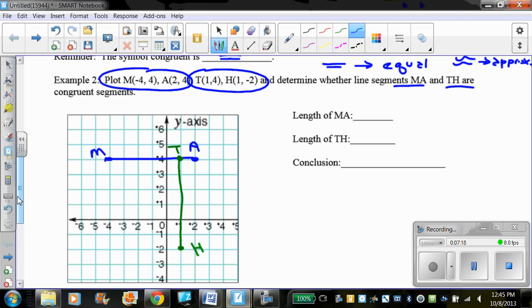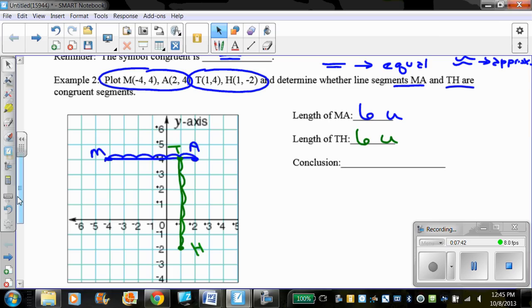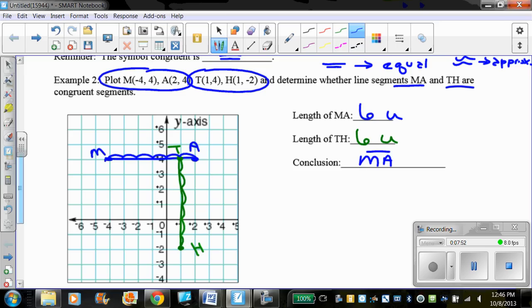So this blue one, MA, the length of it is 1, 2, 3, 4, 5, 6 units. Let me count that again. 1, 2, 3, 4, 5, 6 units. My TH is 1, 2, 3, 4, 5, 6 units as well. So since they are the same length or the same distance, we can conclude that these two line segments are congruent. And this is how we want to write it. We want to say that MA is congruent to TH.